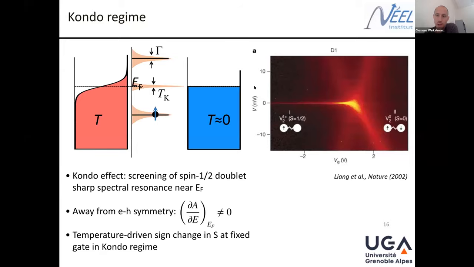I have an example here from a single molecule junction where you see here a degeneracy point between two charge states. And here, obviously, the left side corresponds to an odd electron occupation. So here the last electron is in a doublet state. Here we have an even number of electrons, and this doublet state is producing this Kondo resonance at the Fermi level.